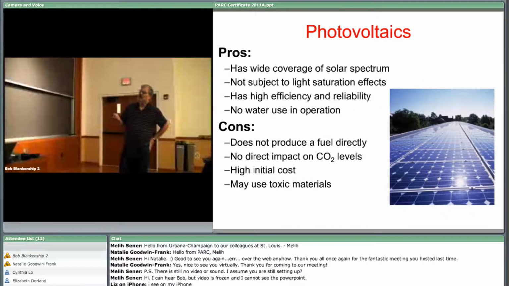This doesn't have any direct impact on carbon dioxide levels. It has a very high initial cost. This is the main barrier to solar photovoltaic installations at the moment, this very high capital cost, and it also may use toxic material.